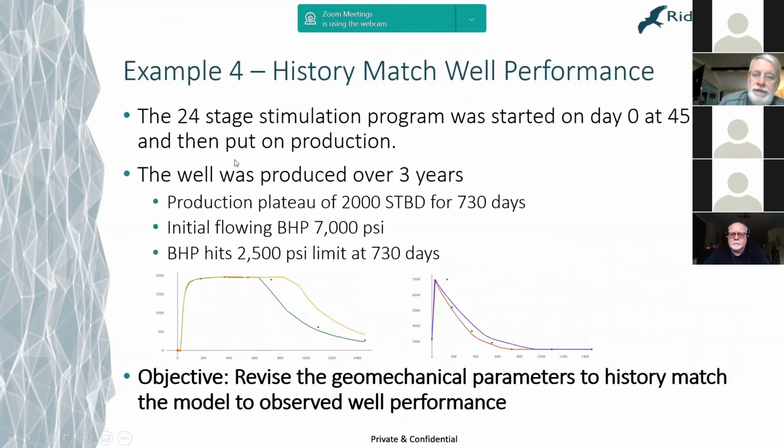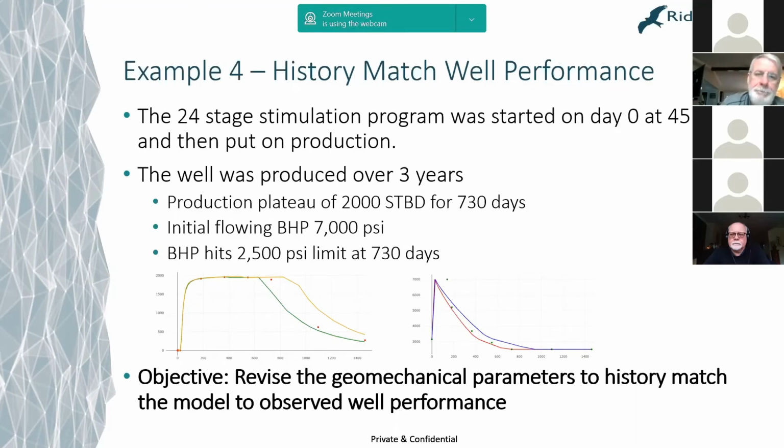So we're going to use the 24-stage well again, and we're going to assume that we've actually produced that well after fracking it. So for the frack program, we're going to use 45 barrels per minute based on thinking that that was probably the most we could achieve. And then we're going to look at the production parameters for that. We'll look at what we got back, and we're going to try and simulate it. So we're going to take the observed data from the field well, and we're going to revise the geomechanical parameters that we have to history match the model to those observations.